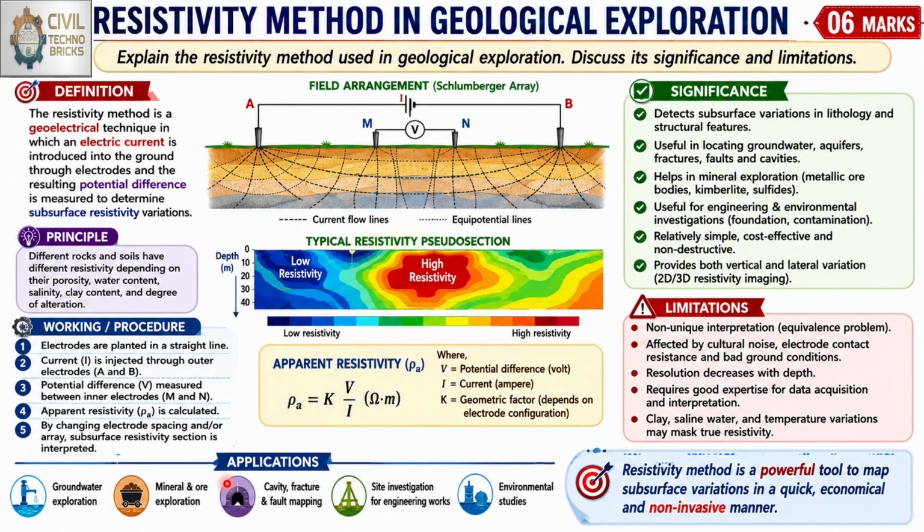So what are the applications of the resistivity method? From the groundwater exploration point of view, we can use it for mineral and ore exploration, cavity, fracture and fault detection, site investigation, and environmental studies. Basically we can use it on a wide range of surface and subsurface geological explorations, where we have to study or capture data related to the orientation of rocks, orientation of soil and its properties. So the resistivity method is a powerful tool to map subsurface variations in a quick, economical and non-invasive manner.